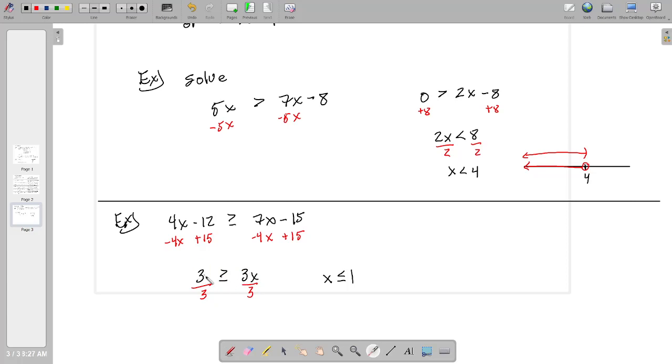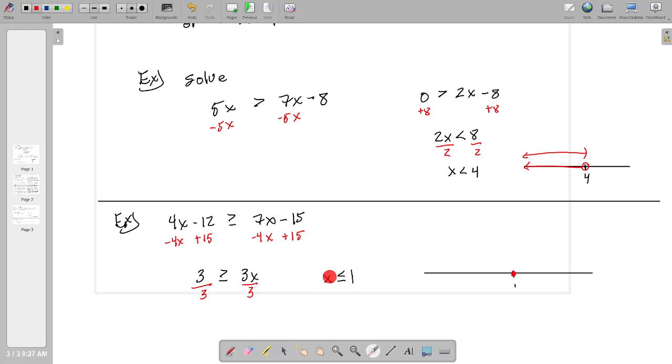So again, 3 divided by 3 being greater than or equal to 3x over 3 is the same thing as 3x over 3 is less than or equal to 3 over 3. Or, in other words, x is less than or equal to 1 is the same thing as saying 1 is greater than or equal to x. You don't have to have your variable on the right if you don't want to. It's just common. And some people like it that way.